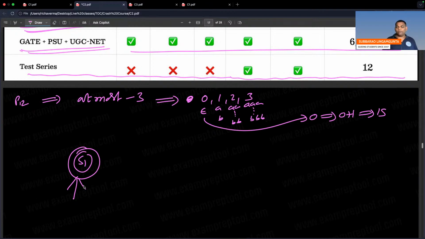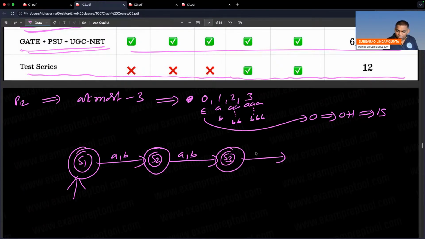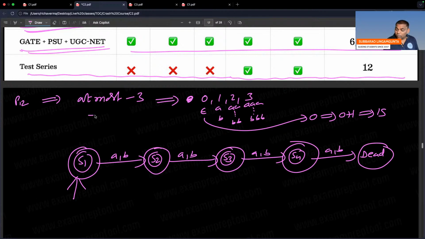Epsilon accepted. Next, some people are asking about 1 length also. That 1 length may be A or B, it should also be accepted. 2 length also, A or B followed by again A or B. 3 length also. But remember, more than 3 is not allowed. Compulsory dead state. Remember, at most 3 means it is a finite language.